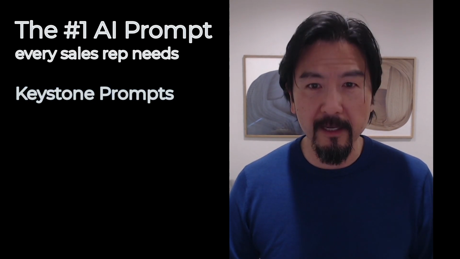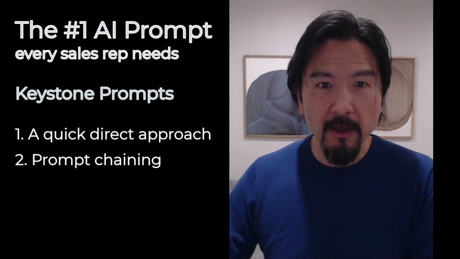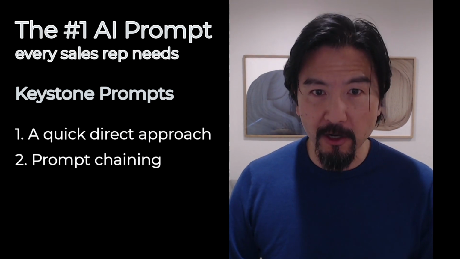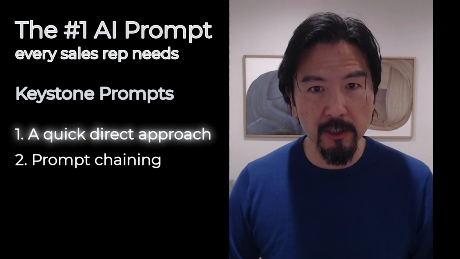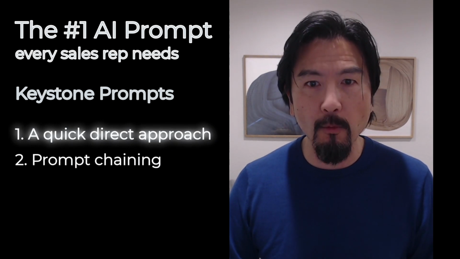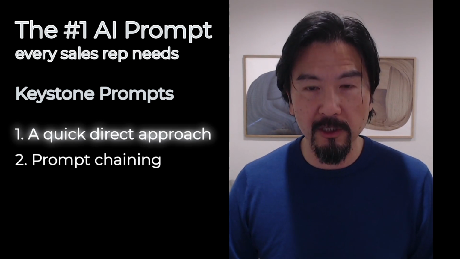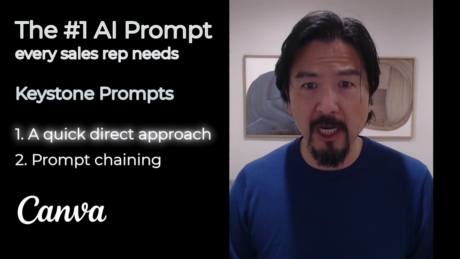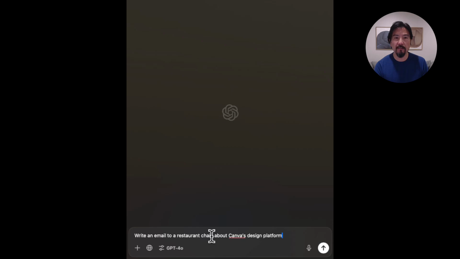I'll show you two ways to master keystone prompts: a quick, direct approach for instant results, and a more powerful method called prompt chaining for in-depth tailored outputs. So in this video, part one of this series, we'll focus on quick prompts, simple one-off instructions you can use to instantly generate more relevant and actionable results. And to make this practical, I'll use a real-world scenario. Canva, a design platform, pitching its solution to Shake Shack, a fast casual restaurant chain. Let's see it in action.